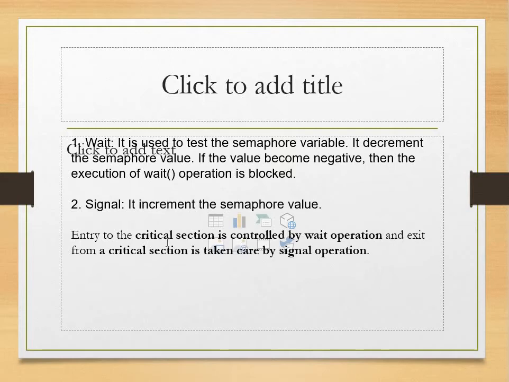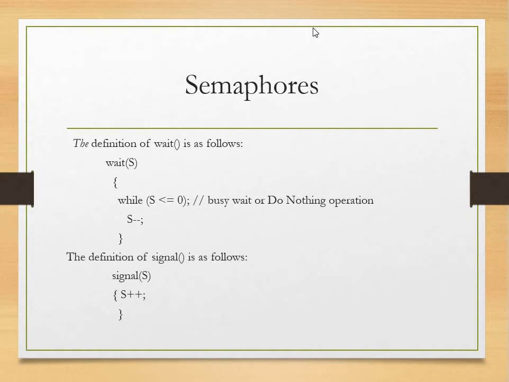Here there are two sections, which you would have already seen in process synchronization: the entry section and the exit section. The entry section will be controlled by the wait operation, and the exit section will be controlled by the signal operation. So this is the data structure representation of semaphore. The definition of wait will come as follows.